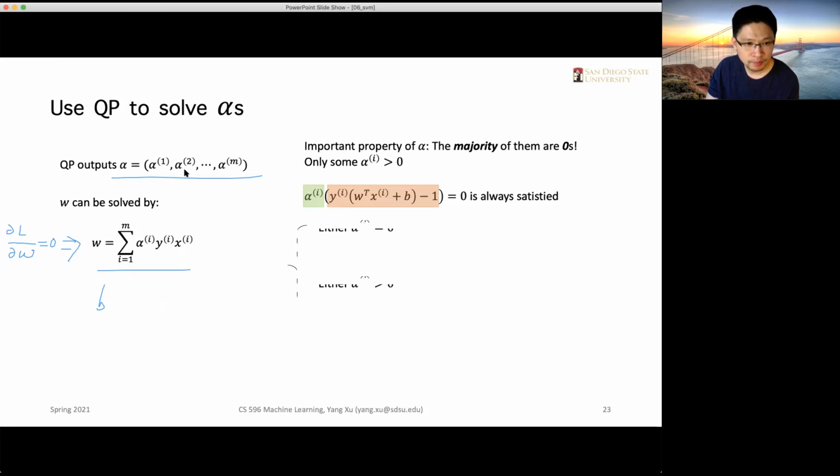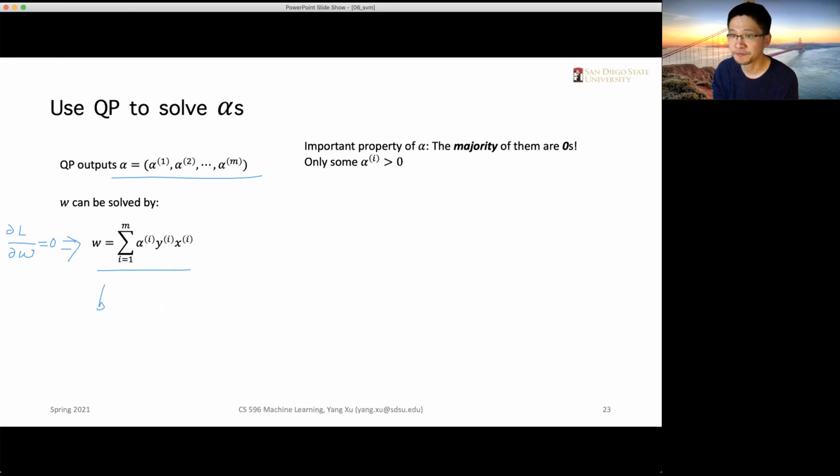So the B is also solvable. So we'll see. The important property of alpha is that we will find that the majority of the alphas are zeros. Although we have m alphas, which is a lot, right? But we will find the majority of them are all zeros. There's only some alpha i that is strictly greater than 0, okay?